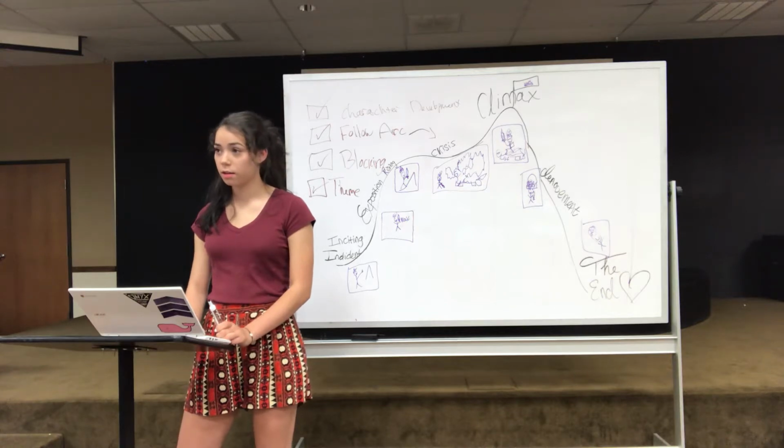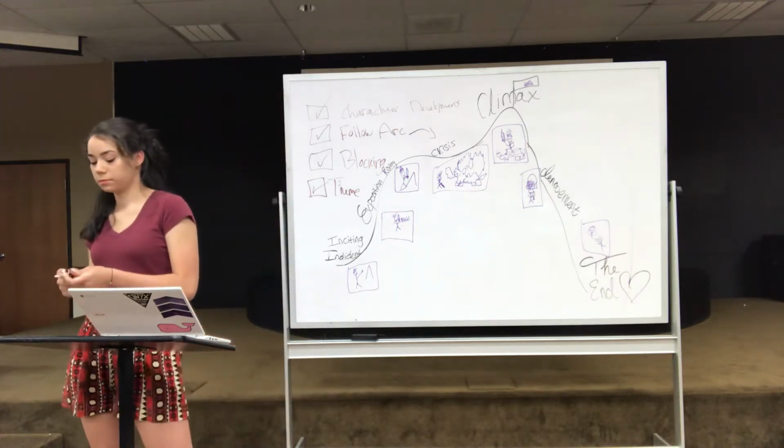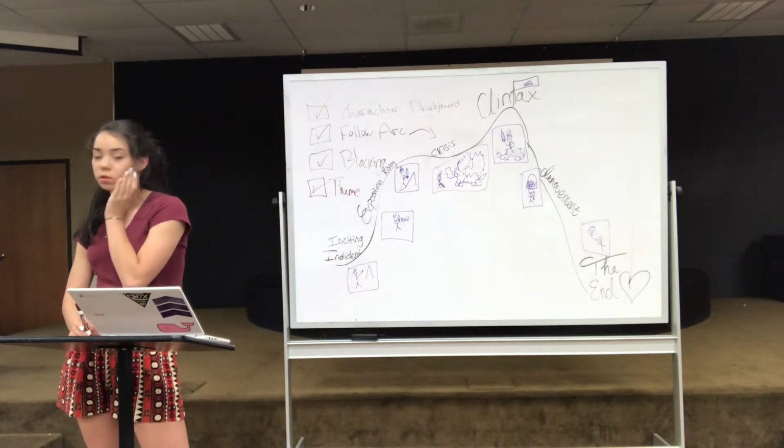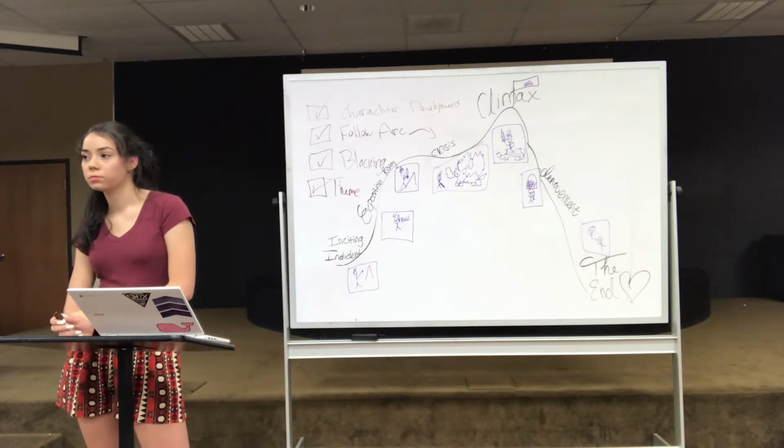So basically the checklist is when you have something you want to do, ask yourself these questions. Does it develop the characters, follow the story? Is there any creative blocking? And if it doesn't do most of those things, you should probably ask these questions.